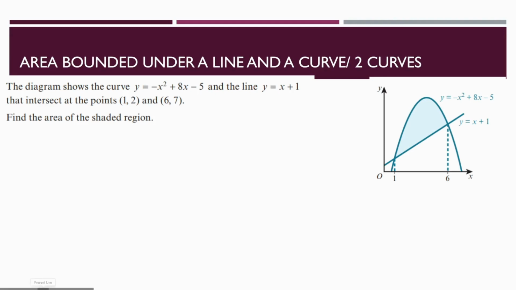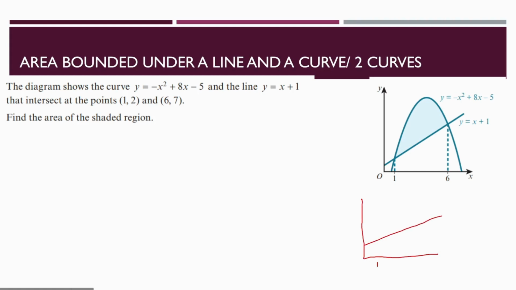So the question is, the diagram shows the curve y is equal to minus x square plus 8x minus 5 and the line y is equal to x plus 1 that intersect at the points (1, 2) and (6, 7). Find the area of the shaded region. Alright, so we just have to find the area of the shaded region. For that, let me just make a graph over here. One minute.